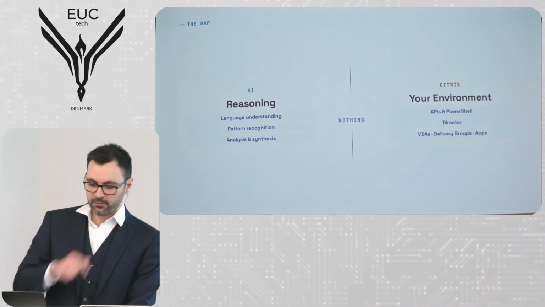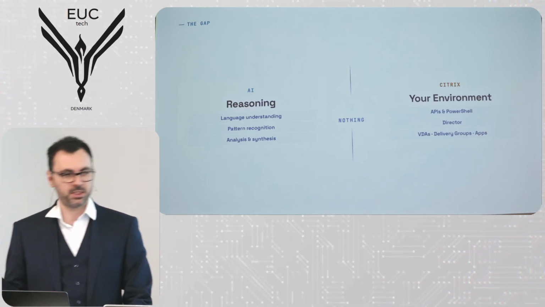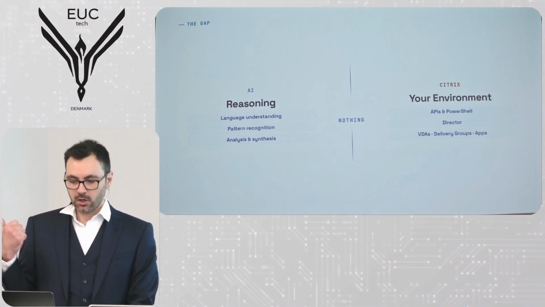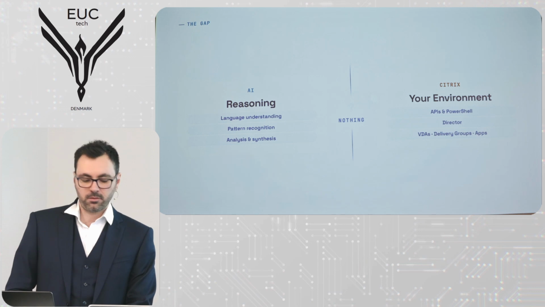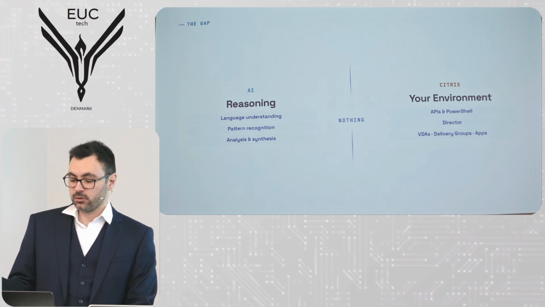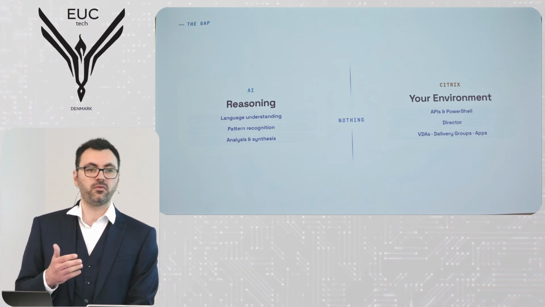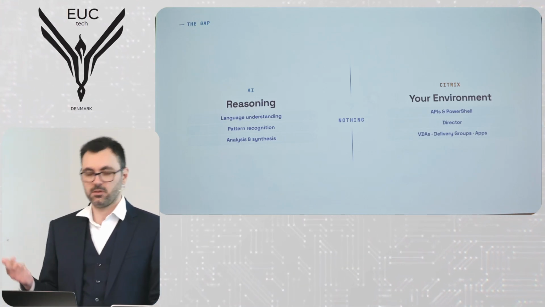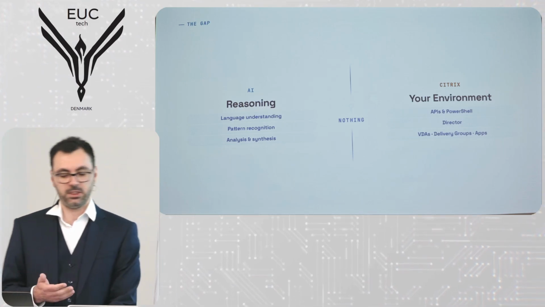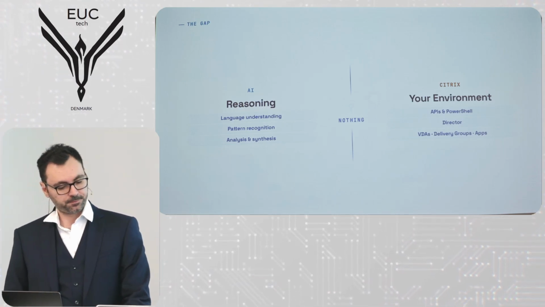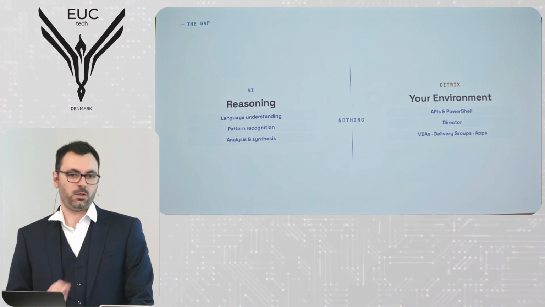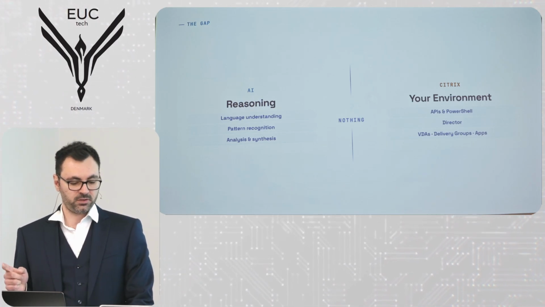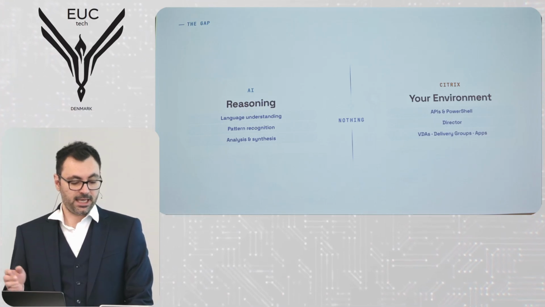On the left, we have AI: powerful reasoning, language understanding, pattern recognition, analysis, synthesis. On the right, your Citrix environment with API, PowerShell to talk to it, Director full of data about what is going on, and your configuration, the VDAs, the delivery groups, the applications published, and also the image. But in the middle, we have nothing, we have a gap. The AI cannot reach your environment, and the AI cannot talk about it.